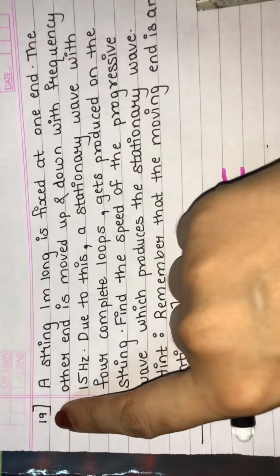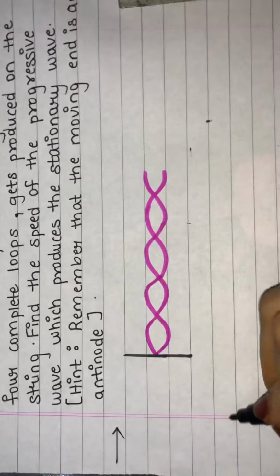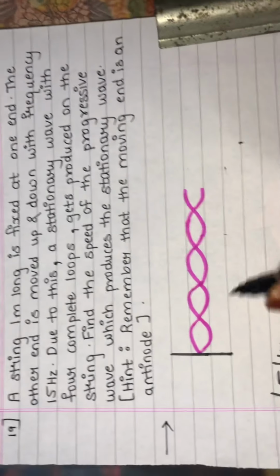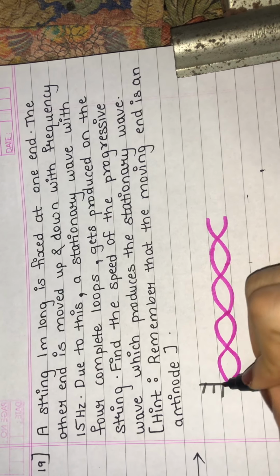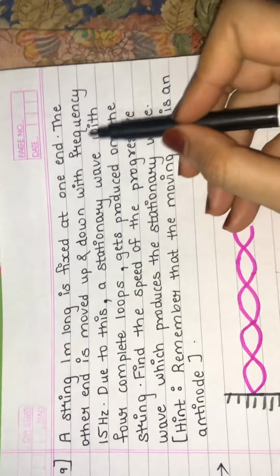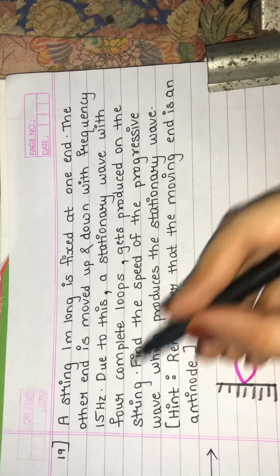Okay, starting with numerical number 19. A string 1 meter long. So here we have the length of the string, that is 1 meter. It is fixed at one end, rigid support, and is moved up and down with frequency 15 Hz.